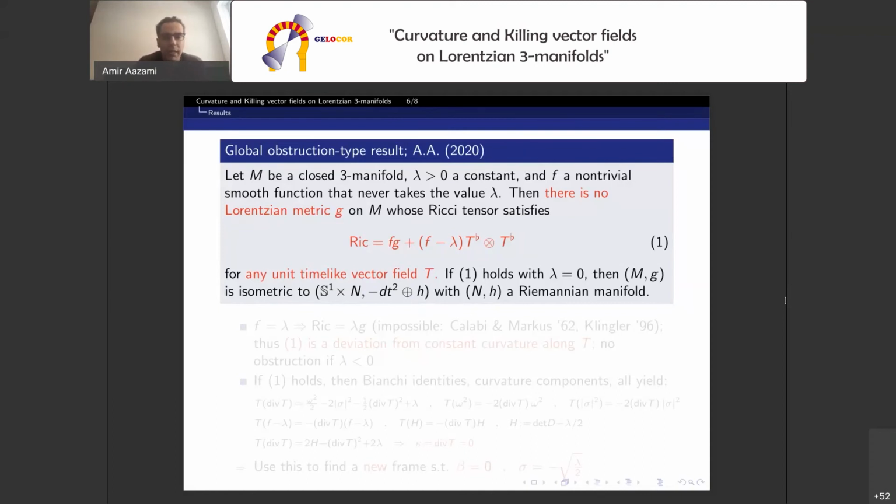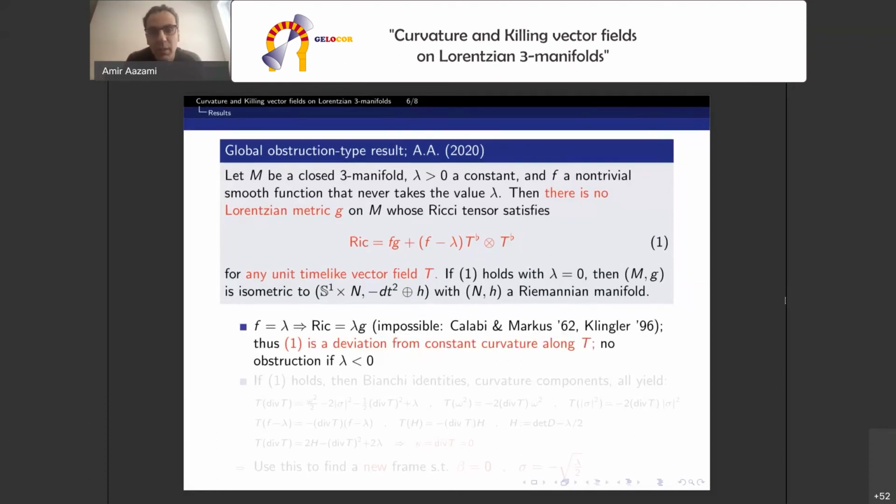Let me say a bit more about it. I think the best way to appreciate this is to consider the case that is not covered by this result. Consider the case when F equals lambda. Then you would just get the Einstein condition with positive Einstein constant. And so in dimension 3, we know that's equivalent to constant positive curvature. And of course, we know by a foundational result collectively by Calabi, Marcuse, and Klingler that there are no such compact Lorentzian manifolds in any dimension.